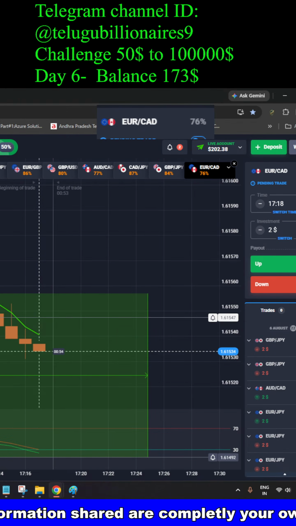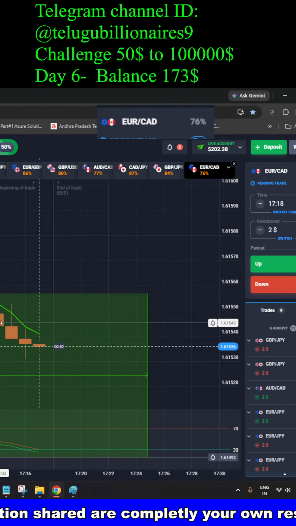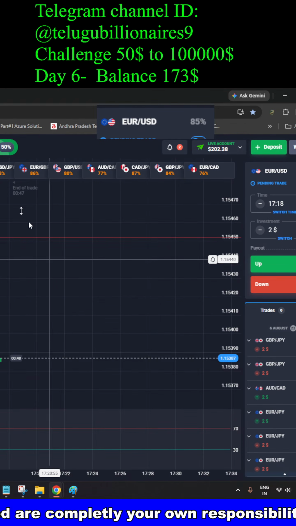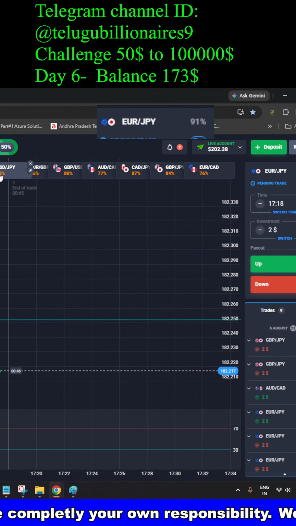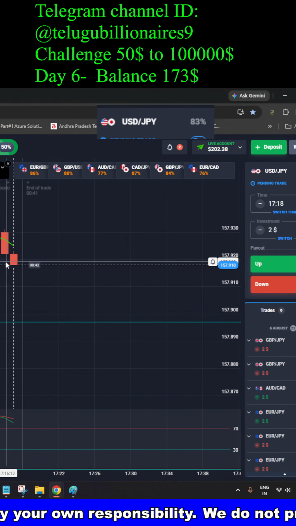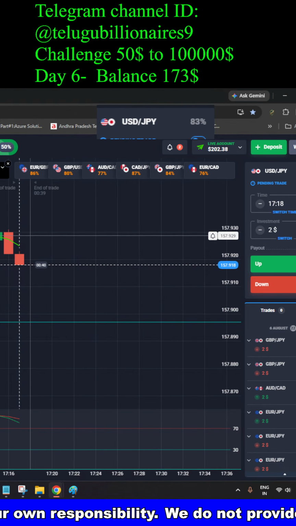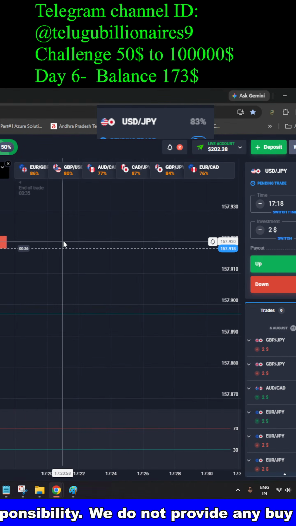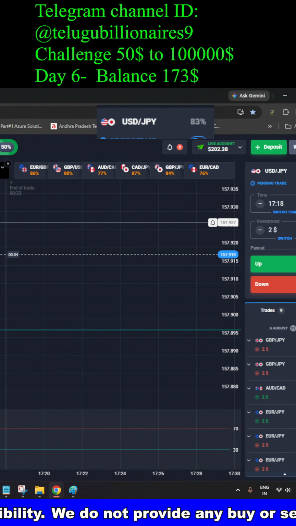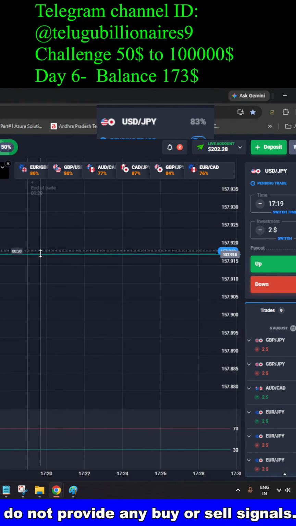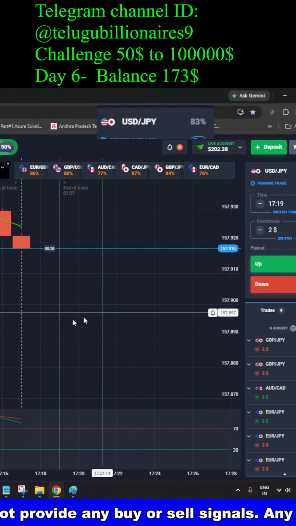Breakout, two candles, valid breakout. Down, down. Looks like a breakout. Arre Baba. This one closed. This is one. Okay, this is the concept.